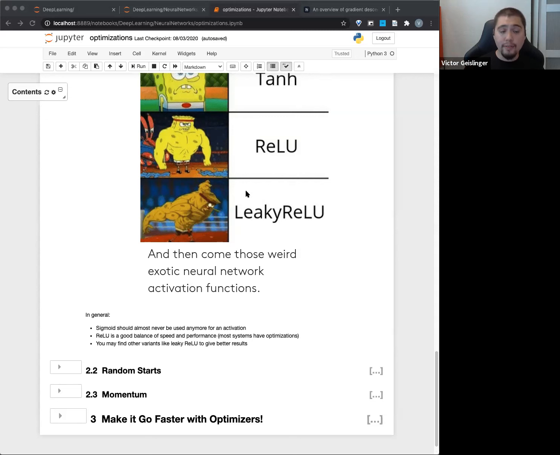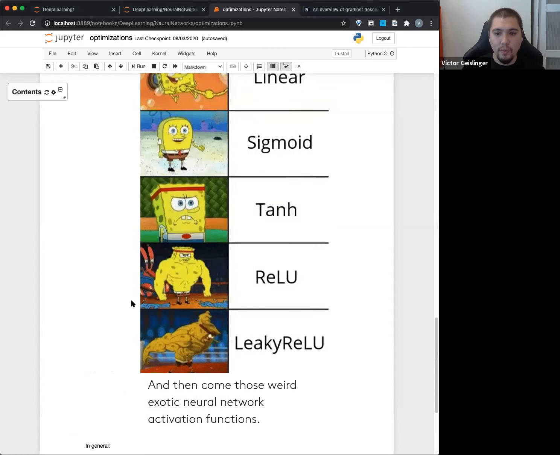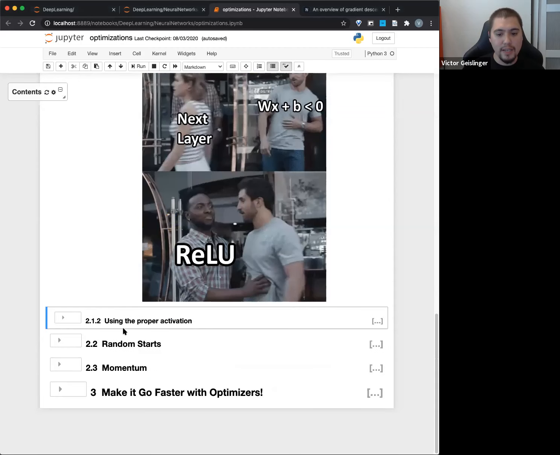That's not true for every activation function. For example, leaky ReLU has better optimization if you initialize with other methods. I'm not going to go into the details of that because you can see how deep this rabbit hole goes. We could talk forever about just activation functions. But anyway, one solution is to choose the right activation function.